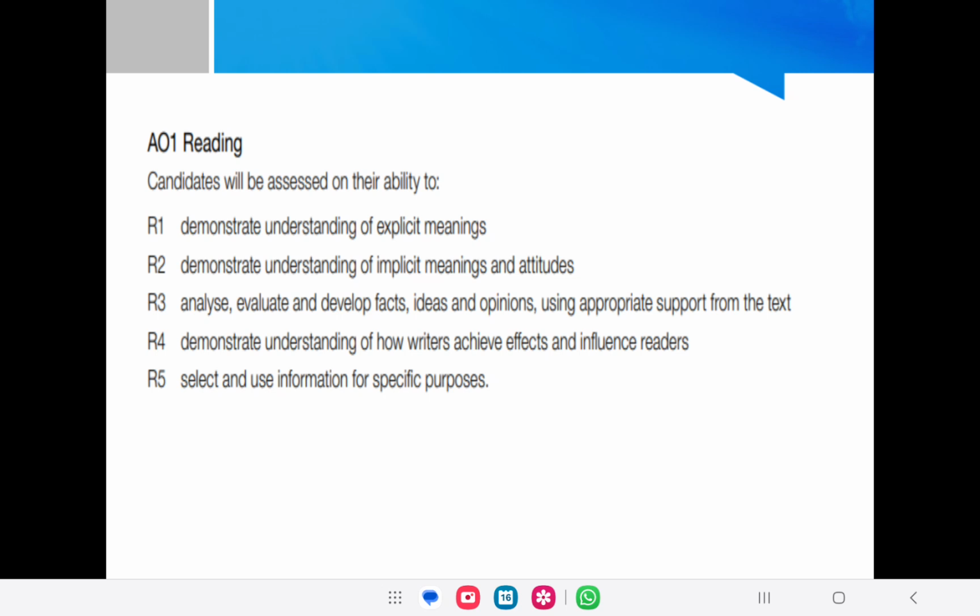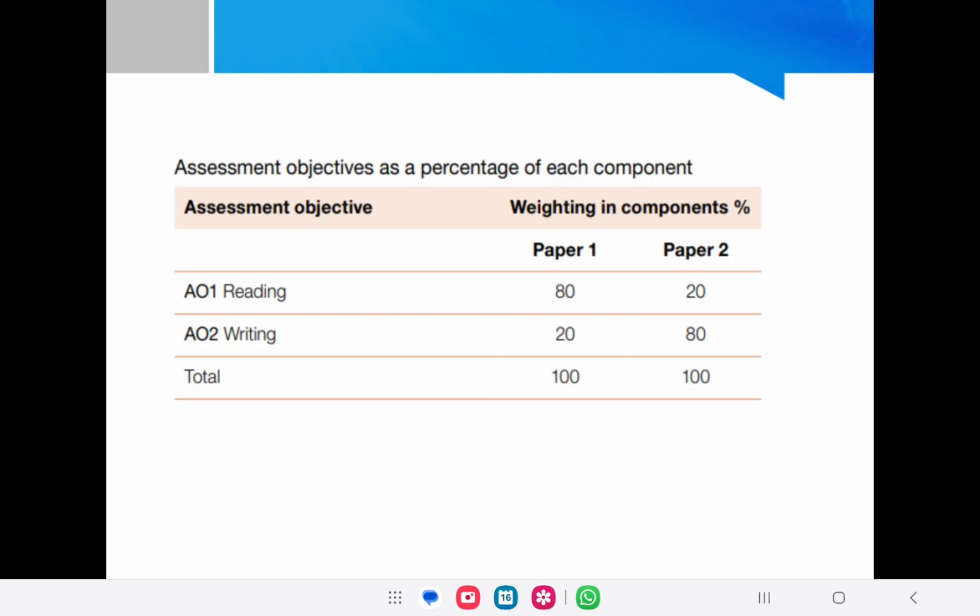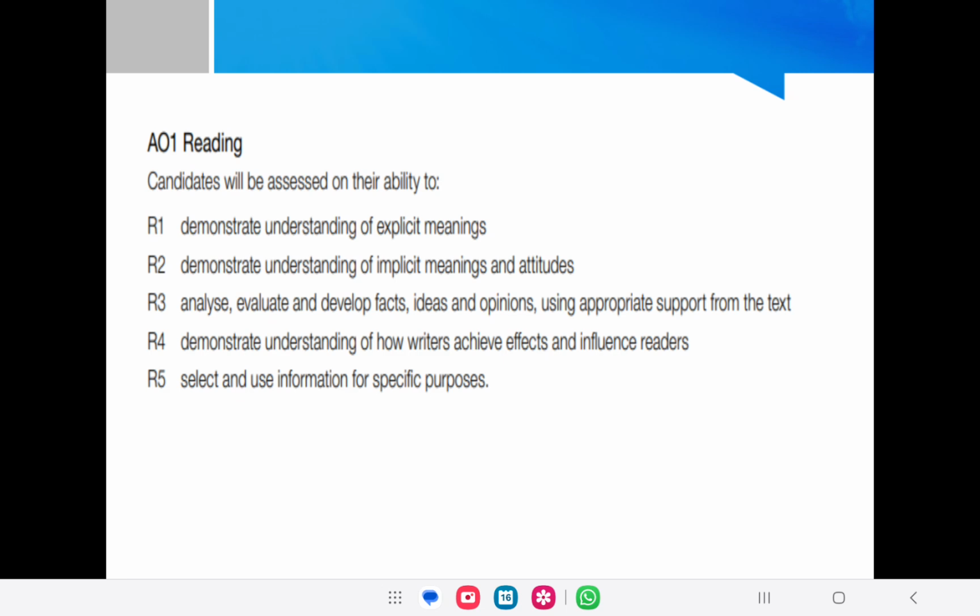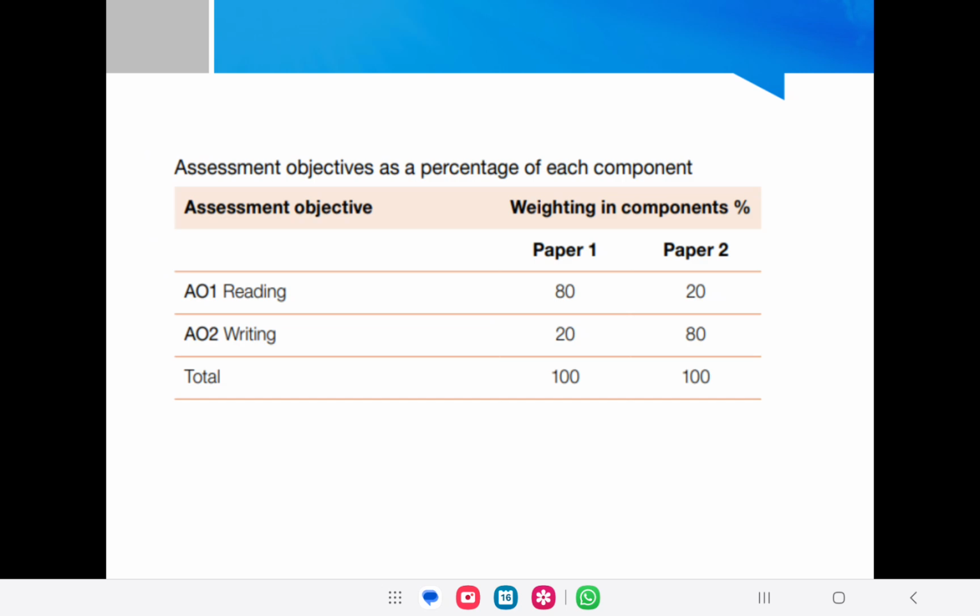That is also for the summary writing task. So these are five objectives, five reading objectives that are related to the reading paper. Now there are two writing objectives also. Okay, we will discuss them later, that we have to use in the summary task.